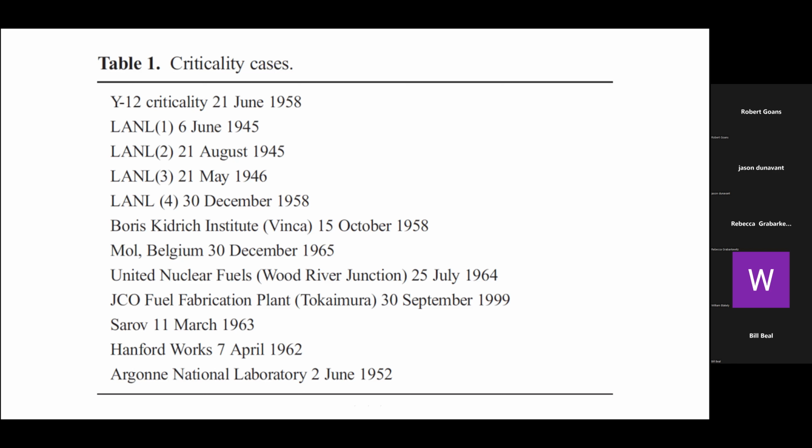So we've looked also at Lanol in 1958, Vinca, Mole, Wood River Junction in 1964, Tokaimura in 1999. So we'll talk about Y12 and Tokaimura. And we also have data from Savarov and Hanford and Argonne. So these are the cases that I had data for. There are actually a lot more very nice cases that I didn't have hematological data for.